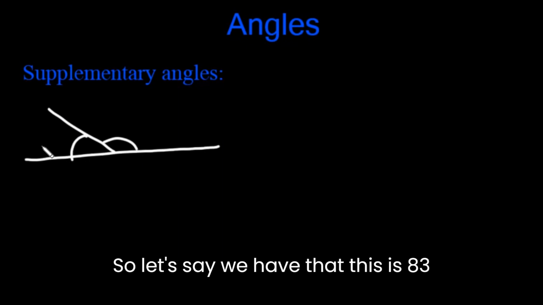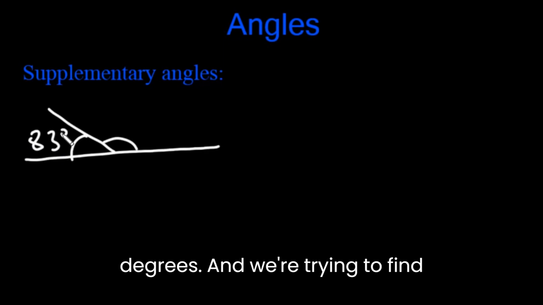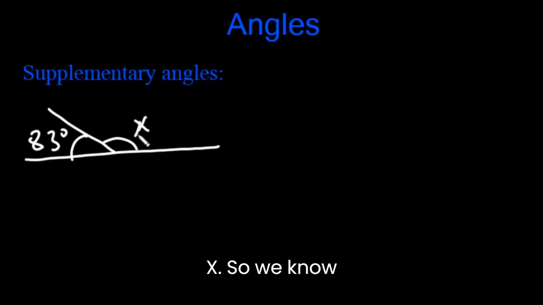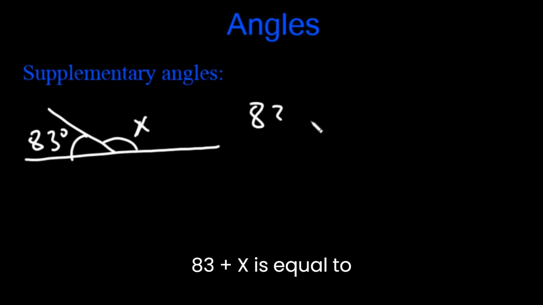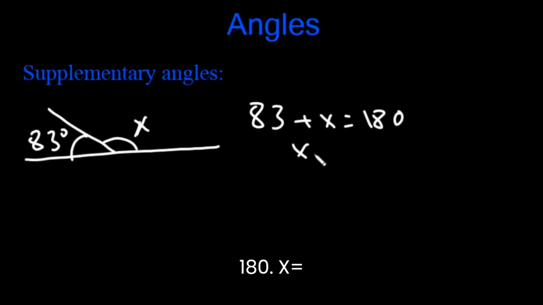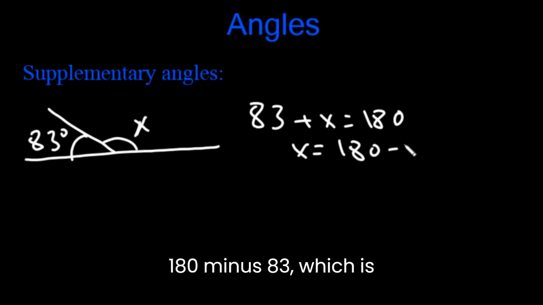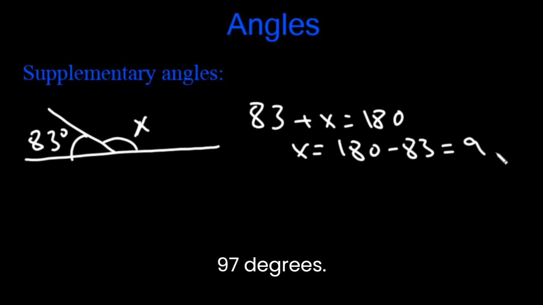So let's say we have that this is 83 degrees, and we're trying to find x. So we know 83 plus x is equal to 180. X equals 180 minus 83, which is 97 degrees.